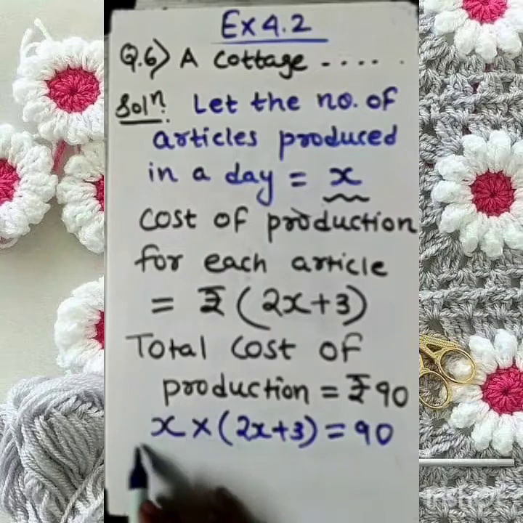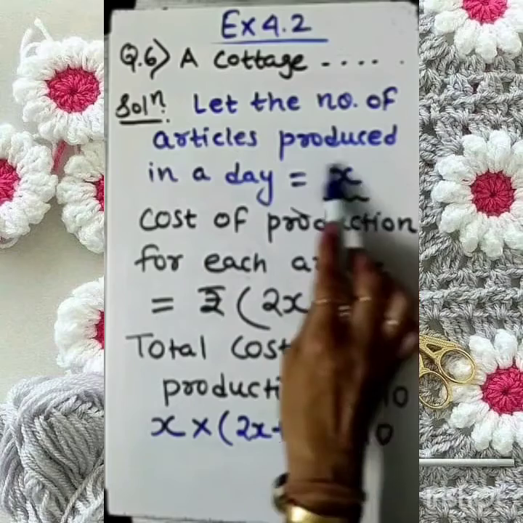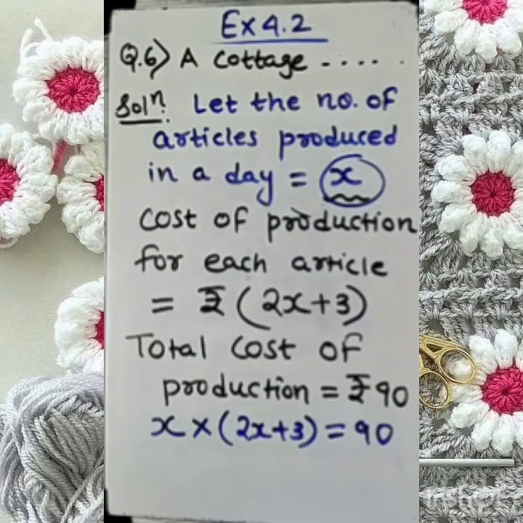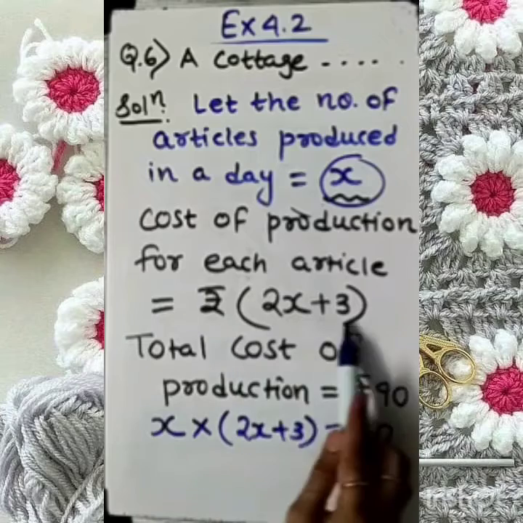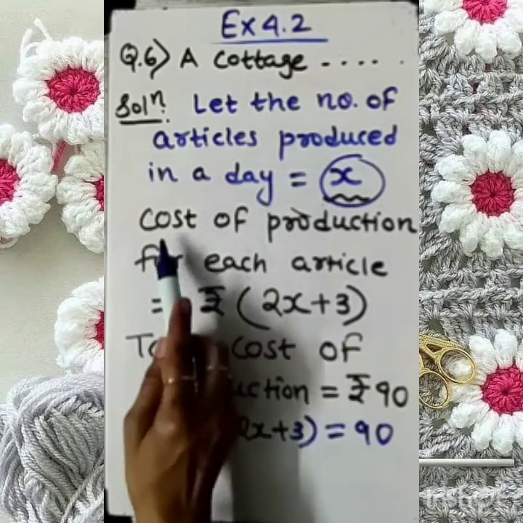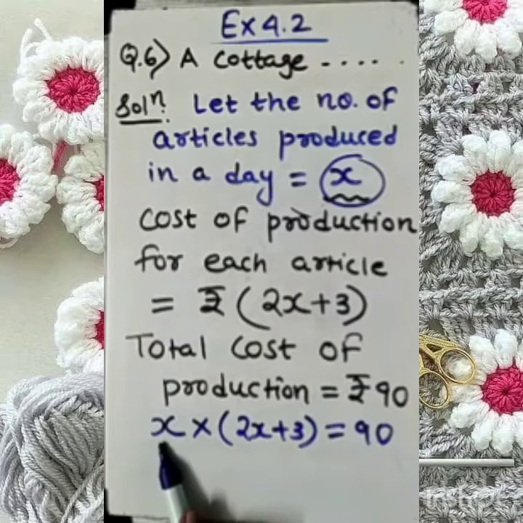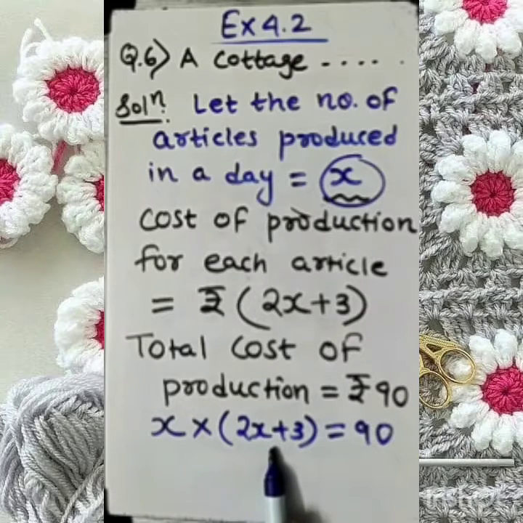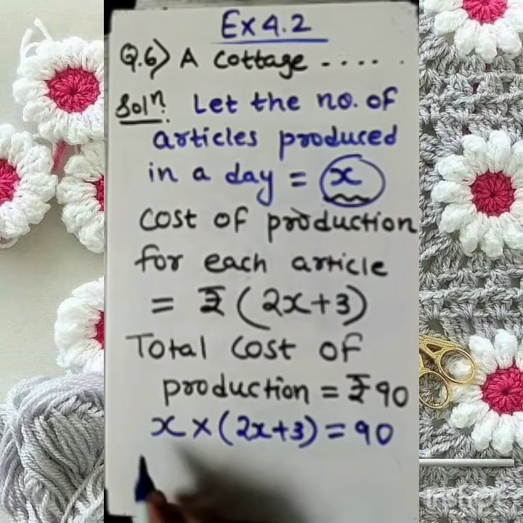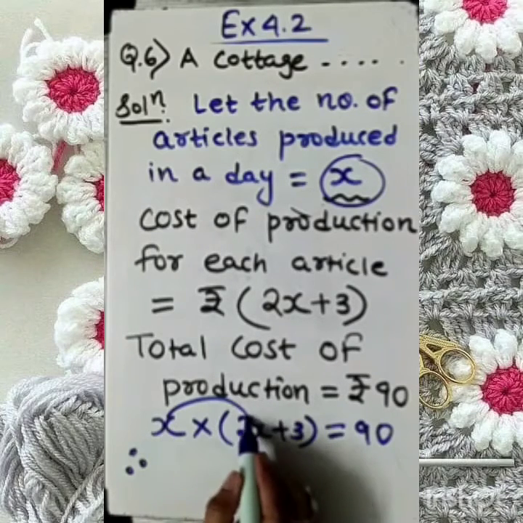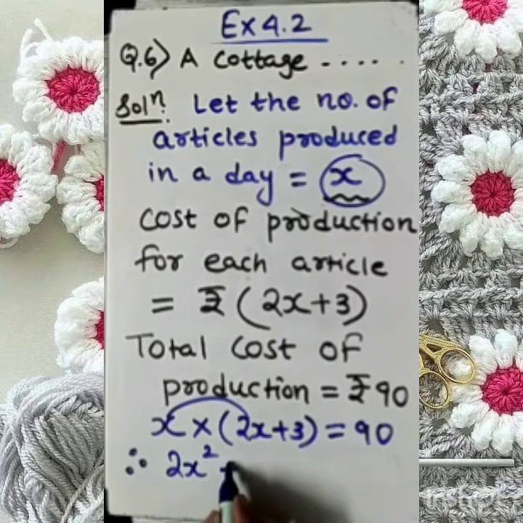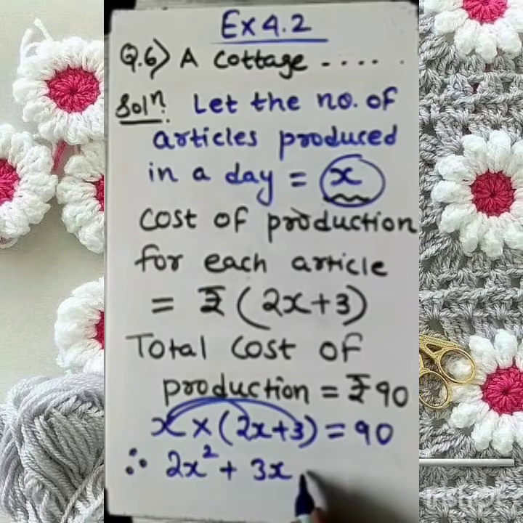I am explaining again: the number of articles is x. Agree? This is x number of articles, and here is the equation we are given. This is the cost of each article. When the number of articles is multiplied with its cost, then we have to pay 90 rupees. So let's simplify now. x into 2x is 2x square, 3 into x is 3x, and let me bring this 90 to this side, so it is minus 90. This is the real equation.